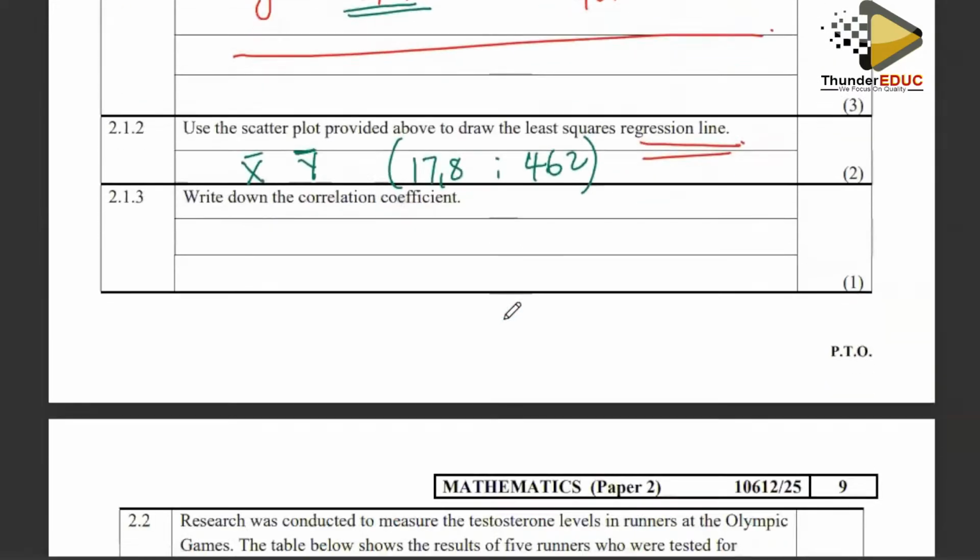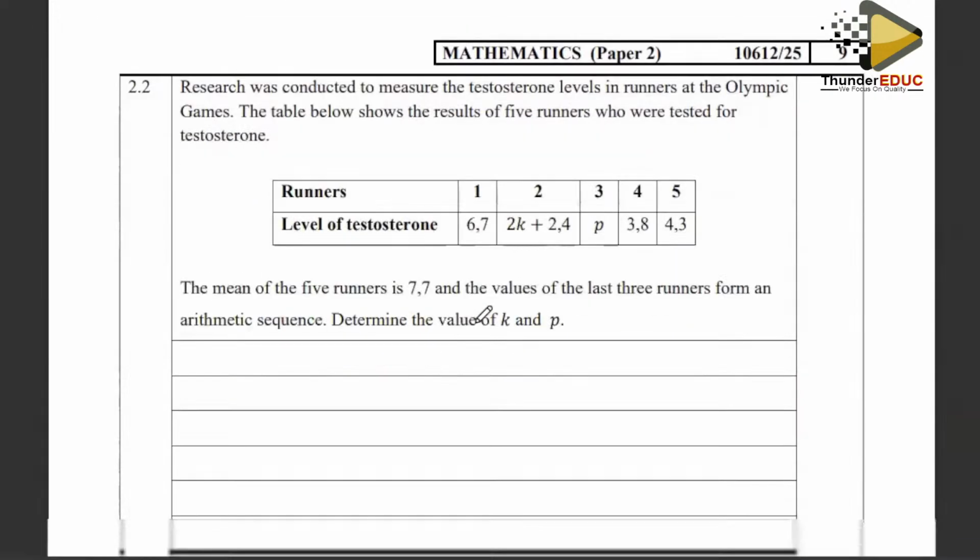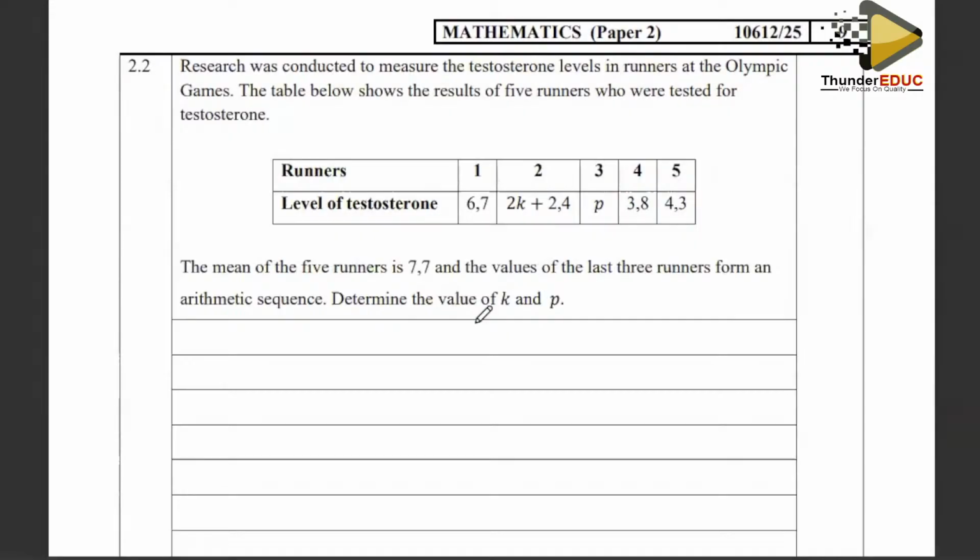Then write down the correlation coefficient. So my R that I'm getting is 0.95 something. When I round it off, I'm getting 0.96. Okay.